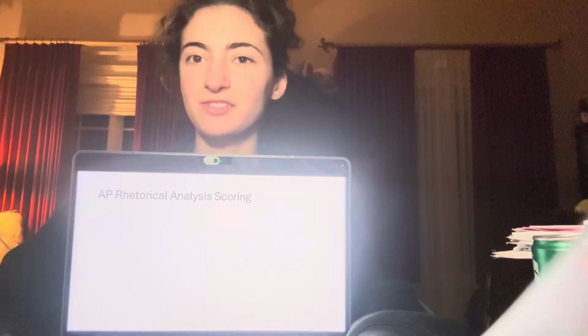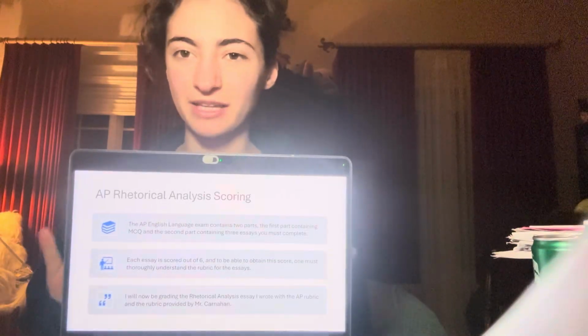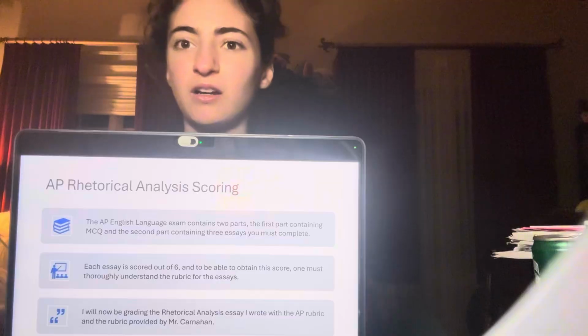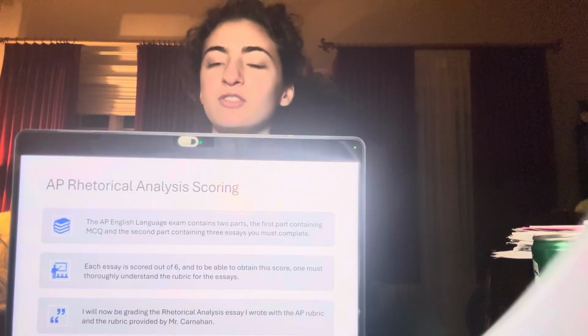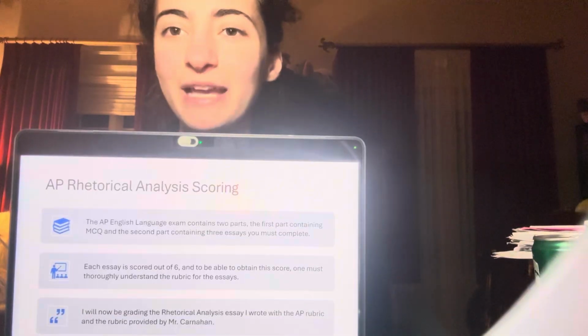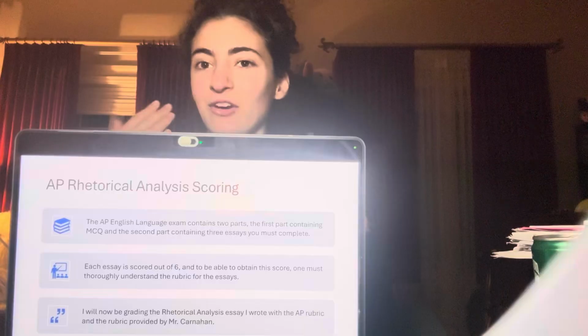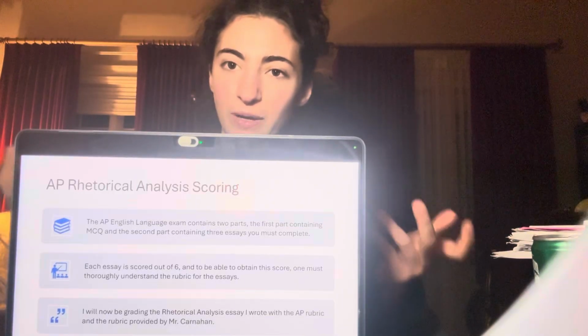AP Rhetorical Analysis Scoring. To get a good score on these, you need to understand how the AP Lang rubric works and how the exam works. The exam has two parts: the MCQ and the essay portion where you write 3 essays. We are practicing in class how to write the essays, and to do well you need to do what we're doing now, which is create them according to the rubric.